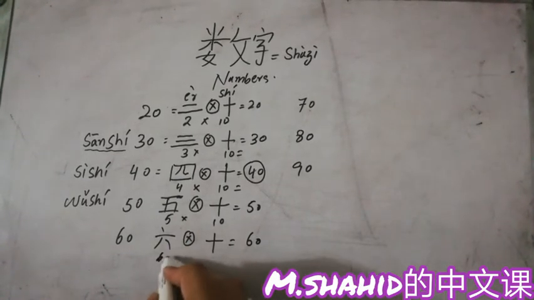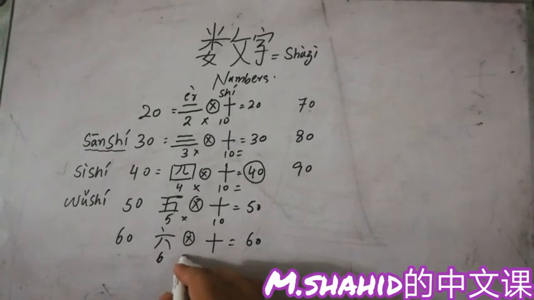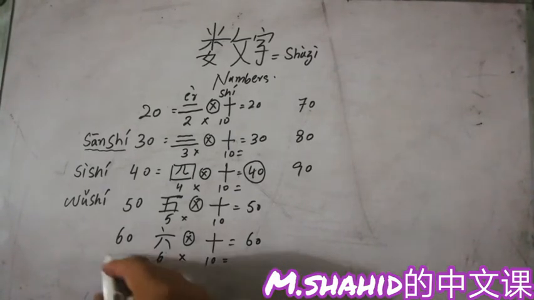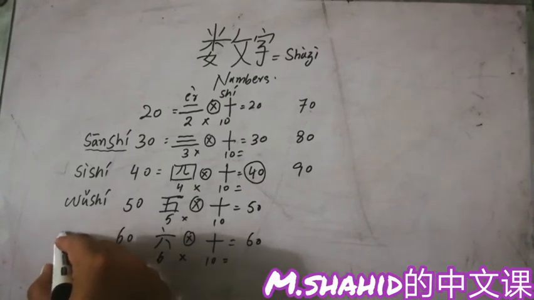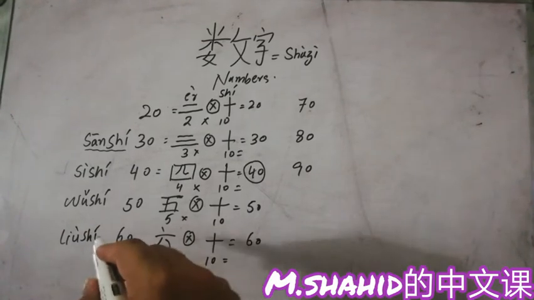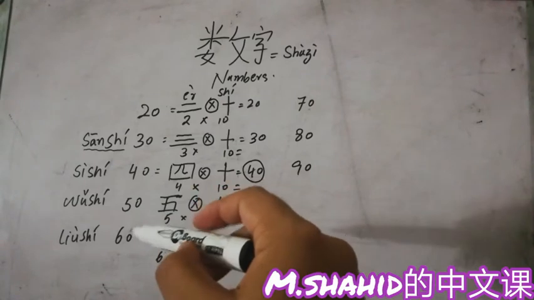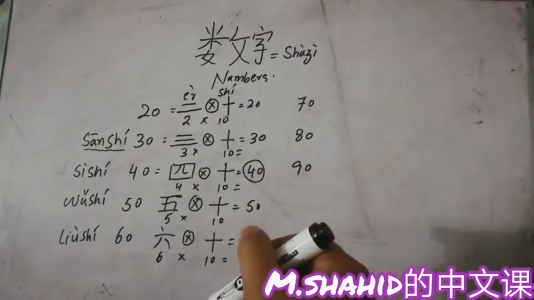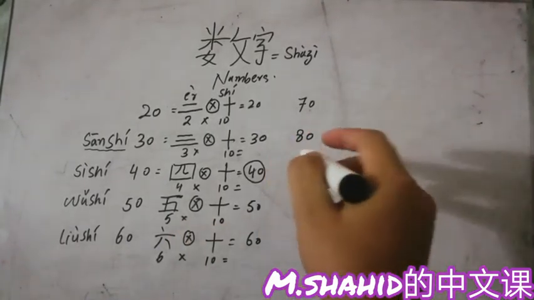This is 6, multiplied by 10, and it becomes 60. So this is for number 60, and now we will write for 70.